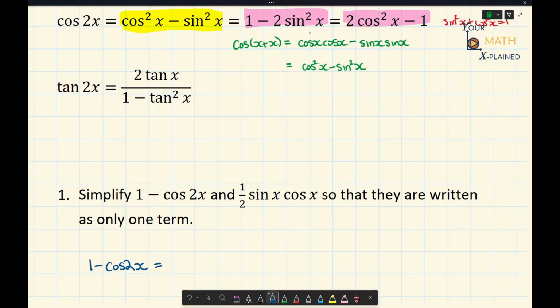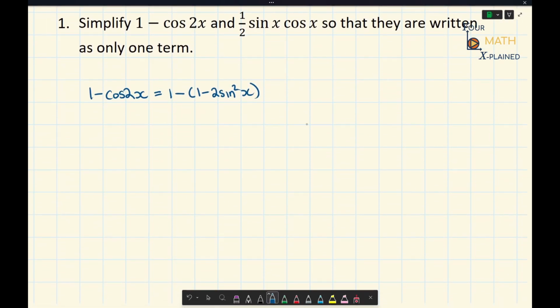So this is going to be equal to 1 minus, and we're going to replace our cos 2x with 1 minus 2 sine squared x. Now we can see that the 1 minus 1 is going to cancel, and we're left with minus negative 2 sine squared x. So this is going to be positive 2 sine squared x. Now the other expression that we want to simplify is 1/2 of sine x times cos x.